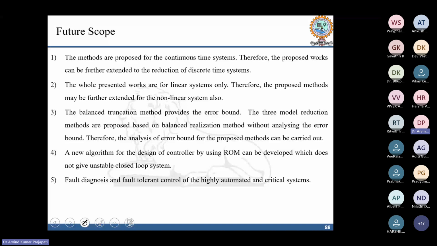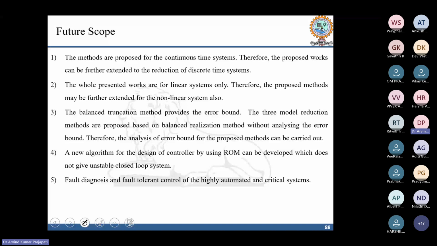So what are the future scopes in model order reduction? The methods I have discussed, I haven't implemented with optimization techniques. We can use these techniques with optimization techniques so that we can claim new work and get publications. Also, I have used these techniques for the continuous time domain. We can use either bilinear transformation or some other direct method to extend these techniques to discrete time systems also, and then we can get publications.